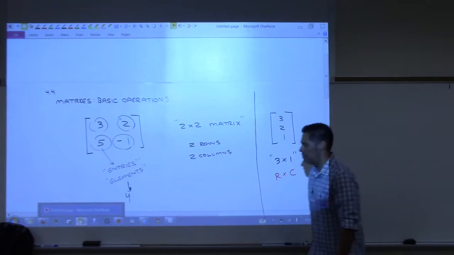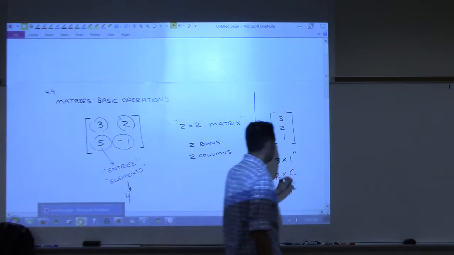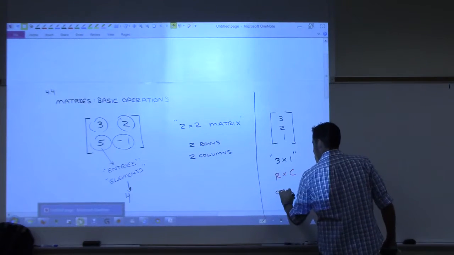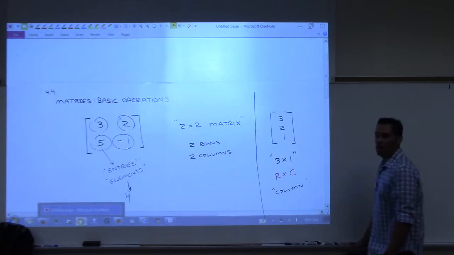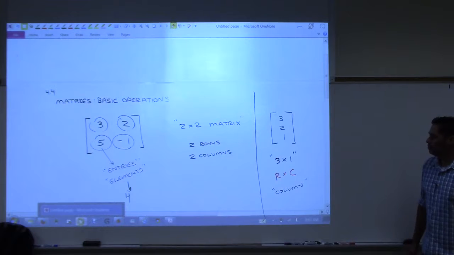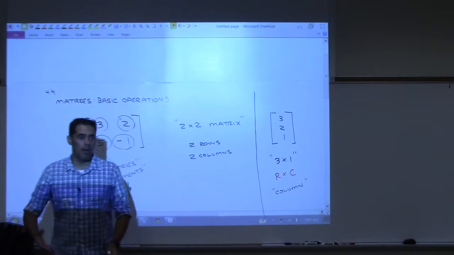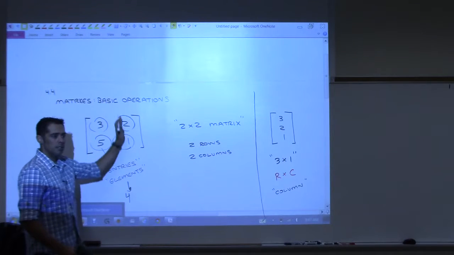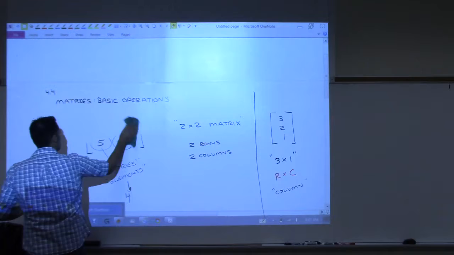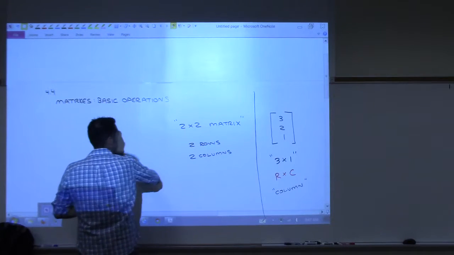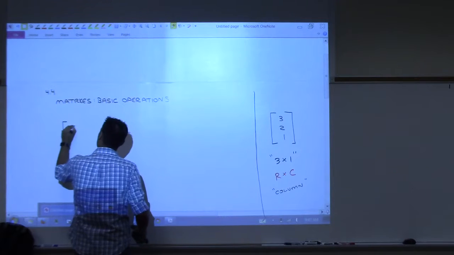All right, so this is a 3 by 1 matrix. Has 3 entries in it. This is also called a column matrix. They call this a column matrix because it's a single column, right? This is not a column matrix because it has more than 1 column, doesn't it? It has 2 columns, 2 rows. I'll give you another example of a matrix. How about this?